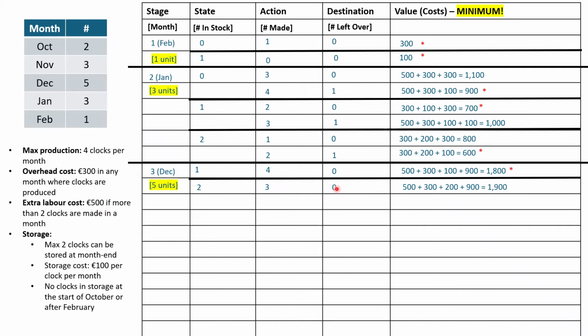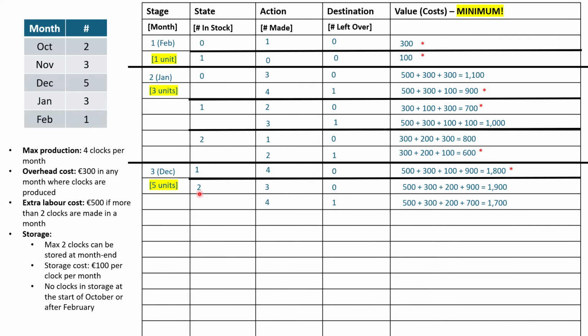And then again, linking that 0 back to our previous month, we're going to include that 900. So 500 for extra labor, 300 for overheads, 200 for storage, and 900 as the optimal value from January. So that gives me 1900. But we do have more options when it comes to having 2 in stock, because if we had 2 in stock, we could make 4. Remember, our max production is 4. So that will leave us 1 left over.